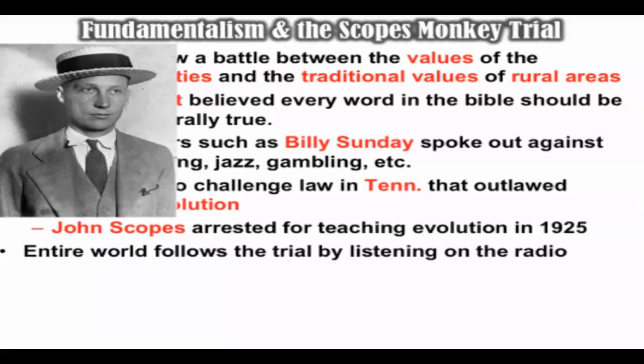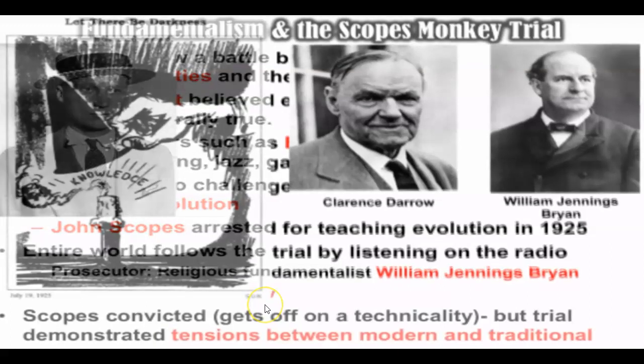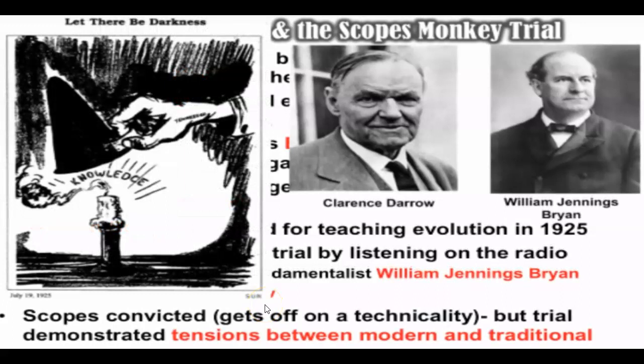Okay, the entire world would follow this trial. Again, listening to it on the radio, it's known as the Scopes Monkey trial. So on one side, you had Clarence Darrow. He was the foremost defense attorney in the country at the time. He would represent Scopes over here on the far left. And then you should recognize William Jennings Bryan. Remember him, Cross of Gold speech, right? Progressive back in the 1890s. He, a former presidential candidate 3 times, would represent the state of Tennessee. He was the prosecutor.